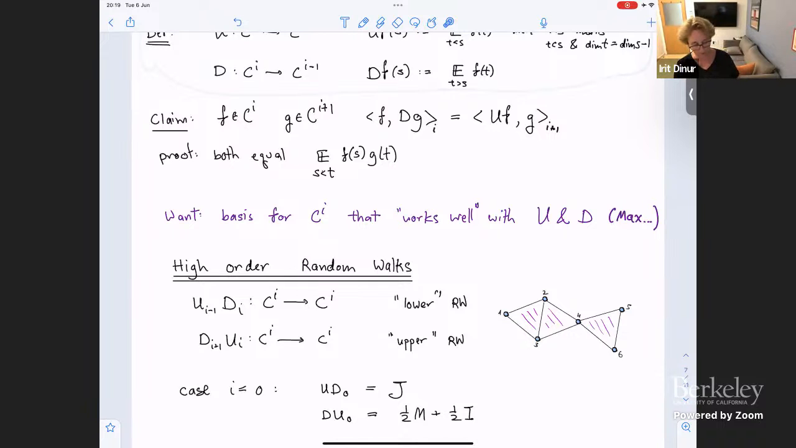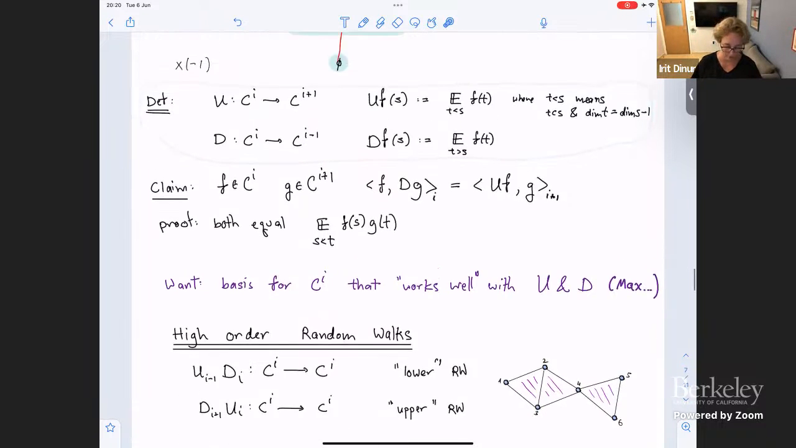So first, let's do the down-up operator. You first apply down on your function and then you apply up. I always write the index i to tell you on what dimension of cochains you're operating. So U_i operates on C^i, D_{i+1} operates on C^{i+1}. So UD_0 operates on C^0, so it's on functions on the vertices. Basically, I start at a vertex, and now I'm supposed to go down. Well, if I'm at a vertex, how can I go down? I can go down to the empty set.